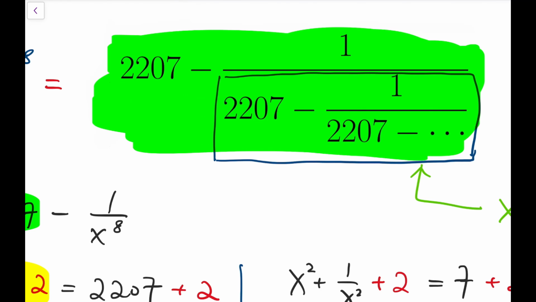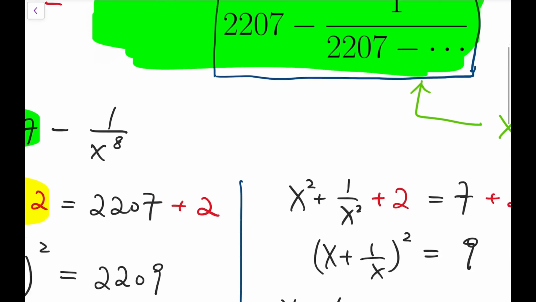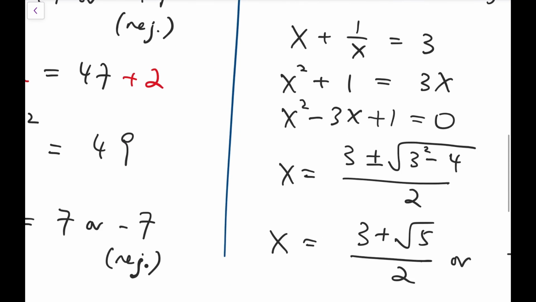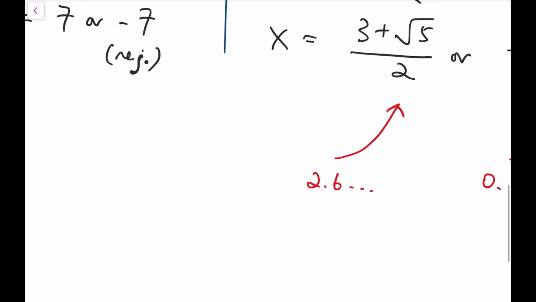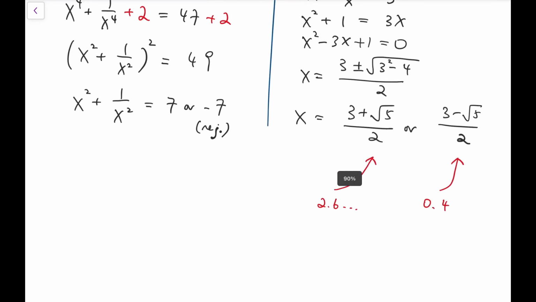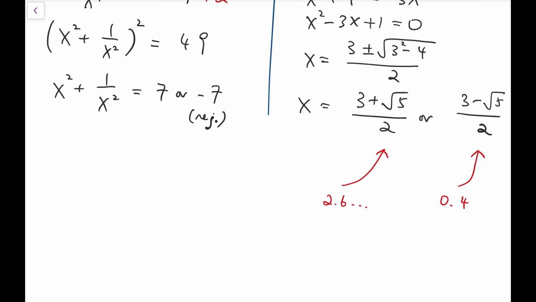And so if I take the 8th root of it, it would definitely not be something like 0.4, because 0.4 to the power of 8 should be another number that is smaller than 1, but this number is larger than 1, so it should only go to the larger number, which is 3 plus square root of 5 over 2. So that means this is the final answer.